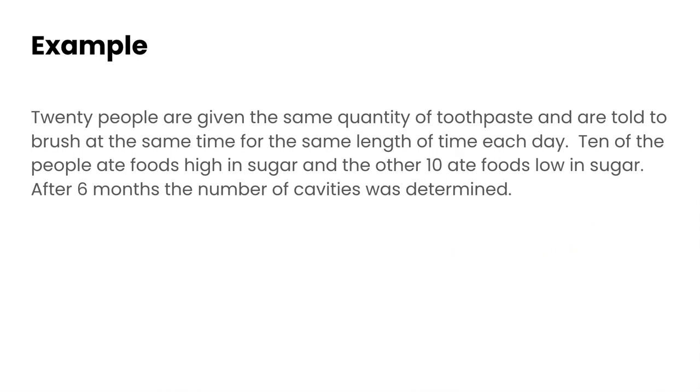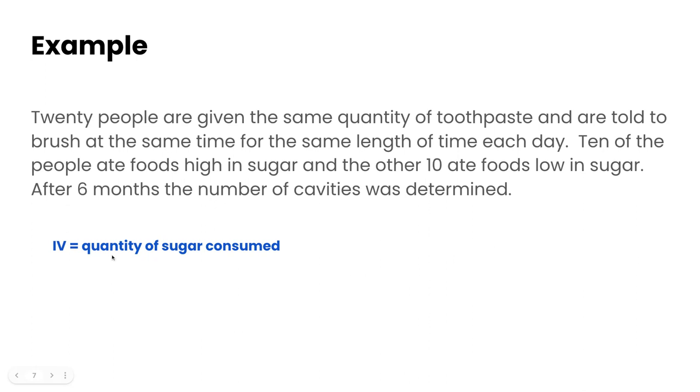So let's now look at another example, so we can pull out what the independent, dependent, and control variables are. In this example, we say 20 people are given the same quantity of toothpaste and are told to brush at the same time for the same length of time each day. 10 of the people ate foods high in sugar, and the other 10 ate foods low in sugar. After 6 months, the number of cavities was determined. So, if we take a look at this, what's changing here is whether the people ate foods high in sugar or whether they ate low in sugar.